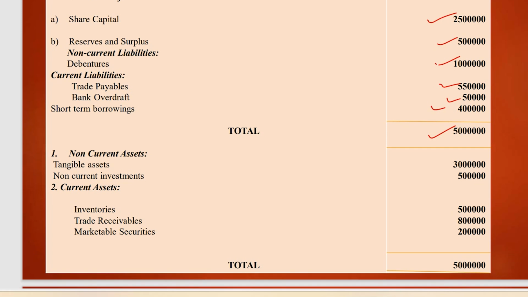In the assets, we have tangible assets. The total amount is 30 lakhs, and we have non-current investments, that is rupees 5 lakhs. Under current assets, we have three current assets, that is inventories amounting to rupees 5 lakhs, trade receivables amounting to rupees 8 lakhs, and marketable securities amounting to rupees 2 lakhs, and the total of assets is also 50 lakhs.